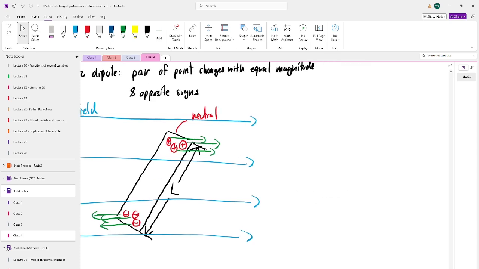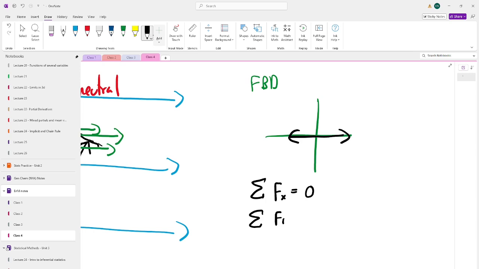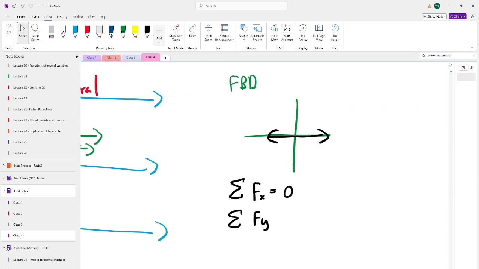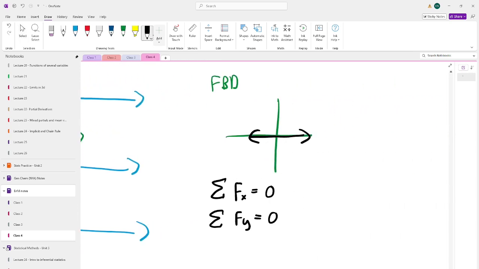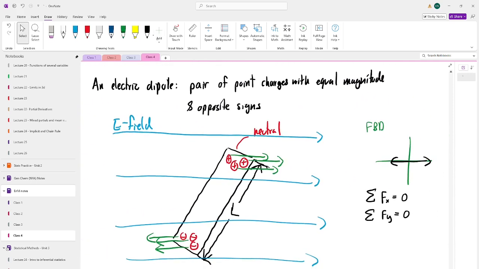So if I was to draw a free body diagram of the situation, it's all the same object, so I would have three forces in this direction and three forces in that direction. So the net force is equal to 0. The sum of all the forces in X is equal to 0. The sum of all the forces in Y, which we don't even have any because the field is horizontal, is also equal to 0. So the net force in this situation is 0.